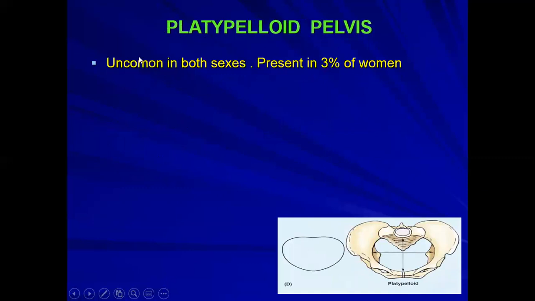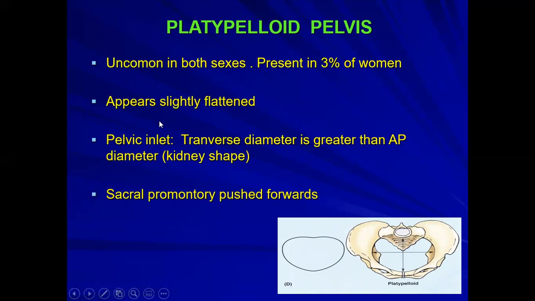The platypelloid pelvis is uncommon for both sexes, present in about 3% of women. It appears slightly flattened. Because the transverse diameter is greater than the anterior-posterior diameter, the pelvic inlet appears kidney shaped. The sacral promontory is pushed forward.